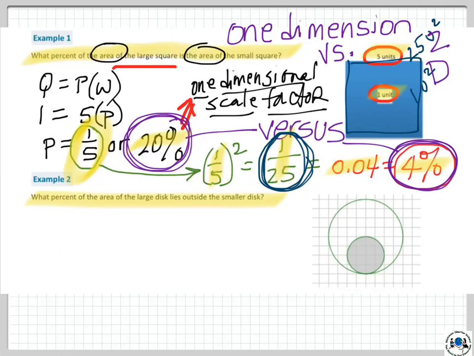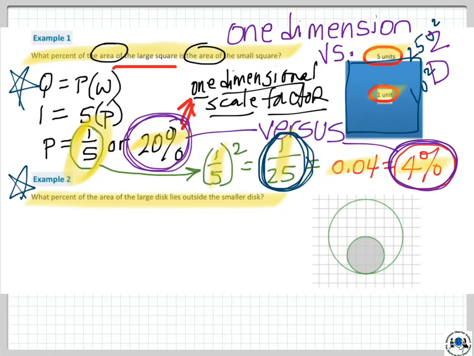All right, example 2. What percent of the area of the large disk lies outside the smaller disk? Let's use a radius. Use your radius as the measurement. Go ahead and work with that first. Try to do example 2 as I did example 1, working with that one dimension and then extrapolating to two dimensions using the squaring process. Go ahead and give that a whirl, and come on back.